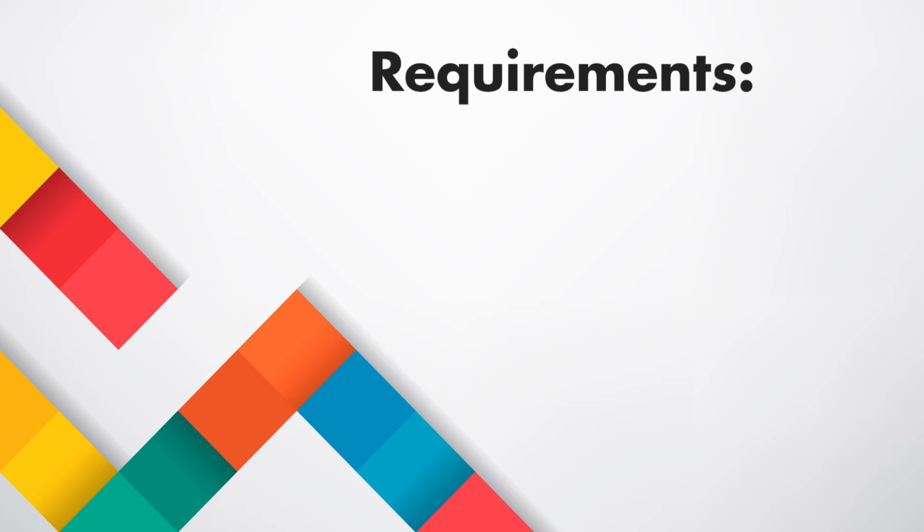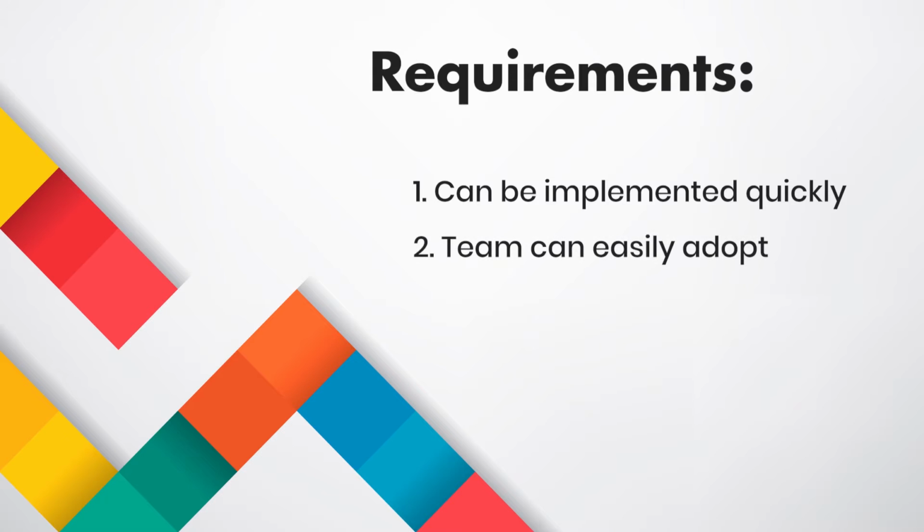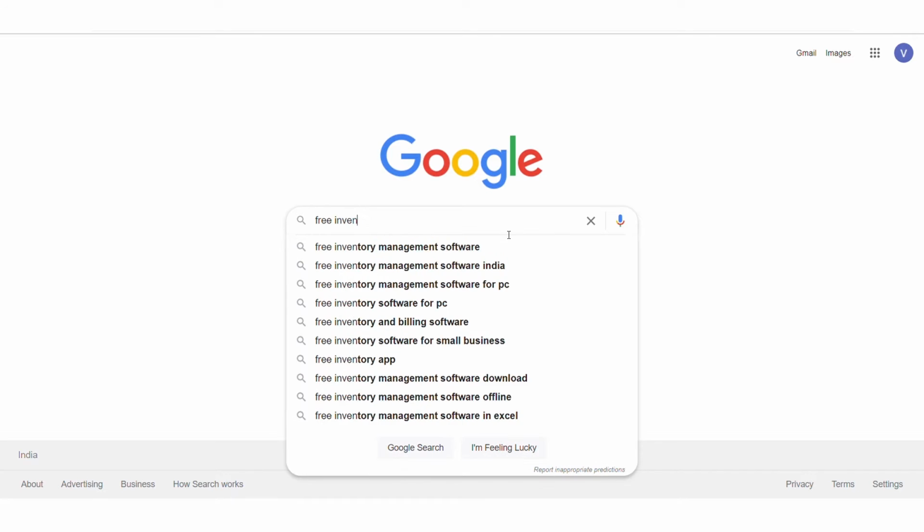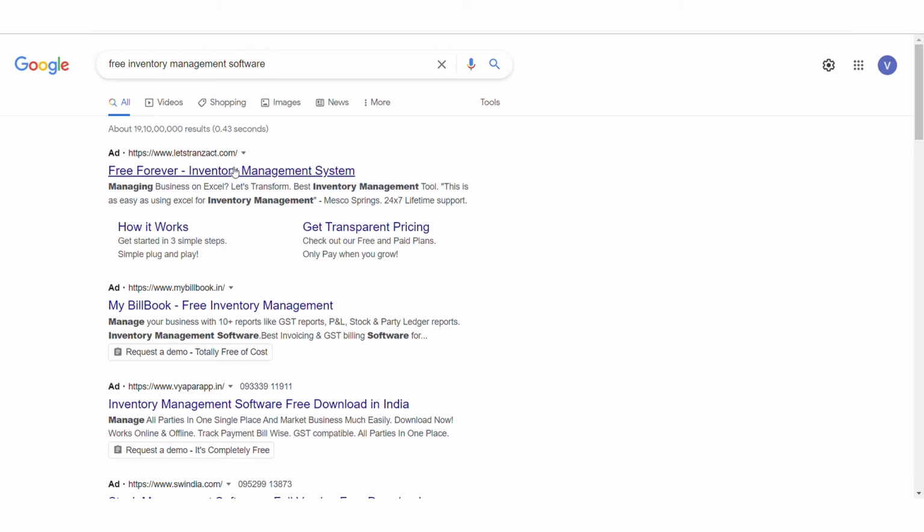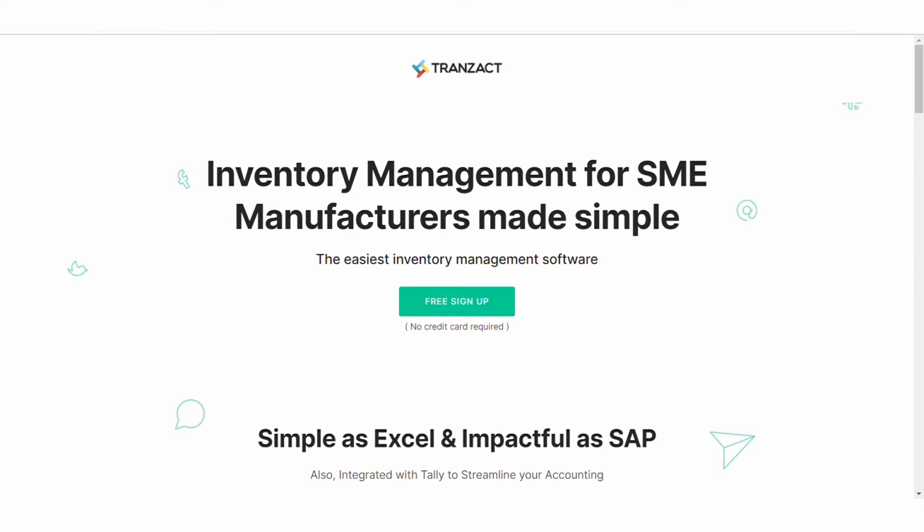Siddharth soon realizes that he needs a product which can be implemented quickly, can be easily adopted by his team, and is cost effective. One fine day, Siddharth came across TranZact, a zero effort business transformation tool that digitizes your business processes.